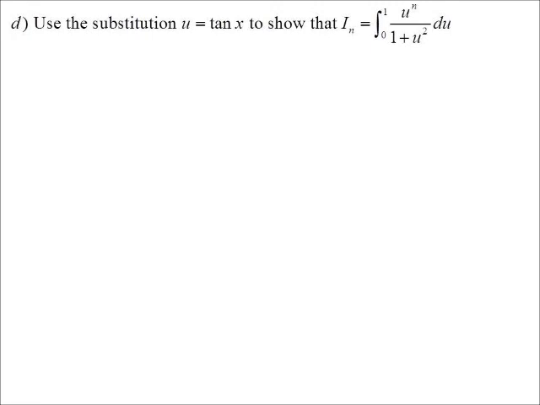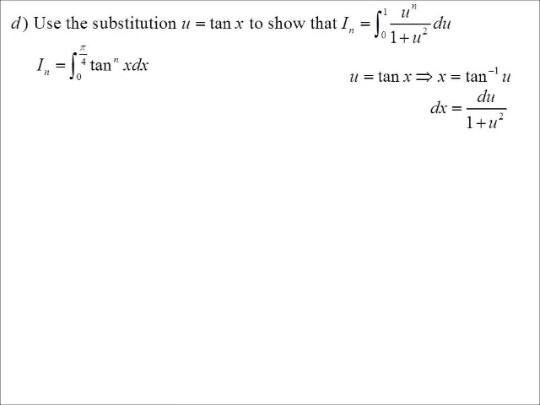Now, we're going to use the substitution u equals tan x. We're going to go back to the I_n to show that it's the integral of u to the n over 1 plus u squared du. I_n was the integral of tan to the power of n. They've told me u equals tan x. I'm going to rewrite it, because trust me, this makes the question a heck of a lot easier. X becomes the inverse tan of u, and dx is du on 1 plus u squared. I can just substitute in for dx now, and tan x is u, so tan to the power of n is u to the n. All I've got to do is work out the limits.